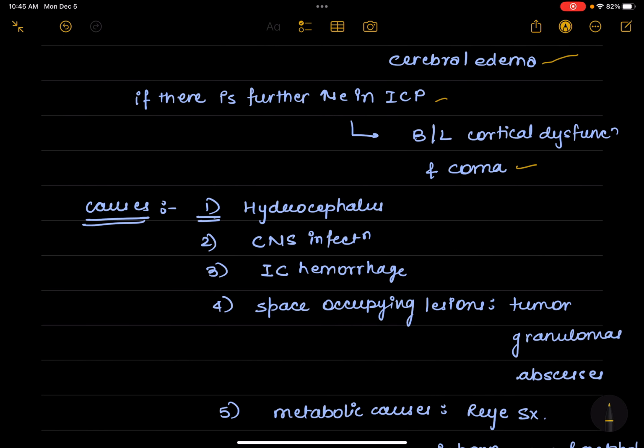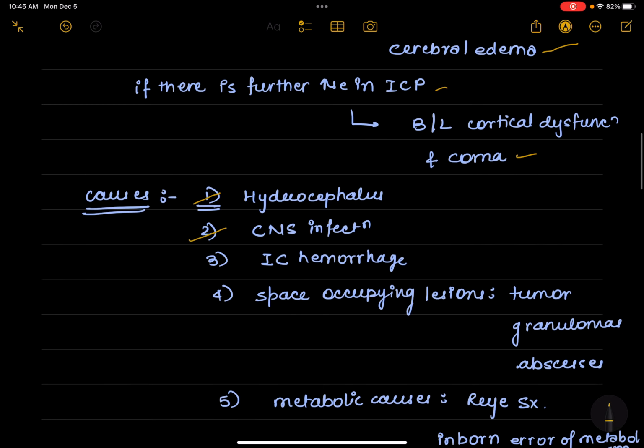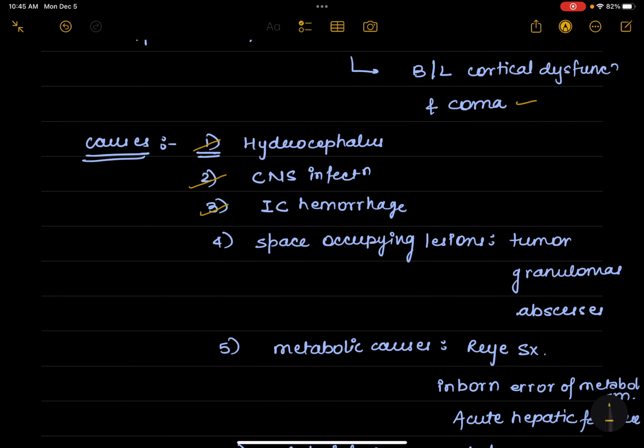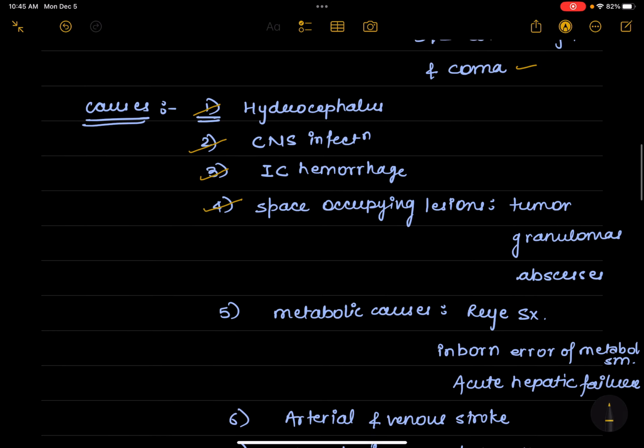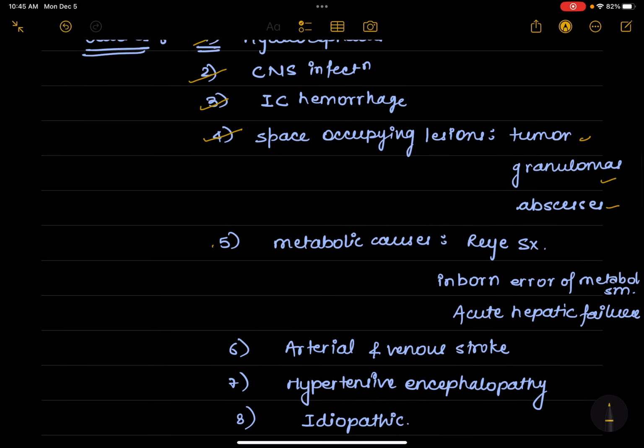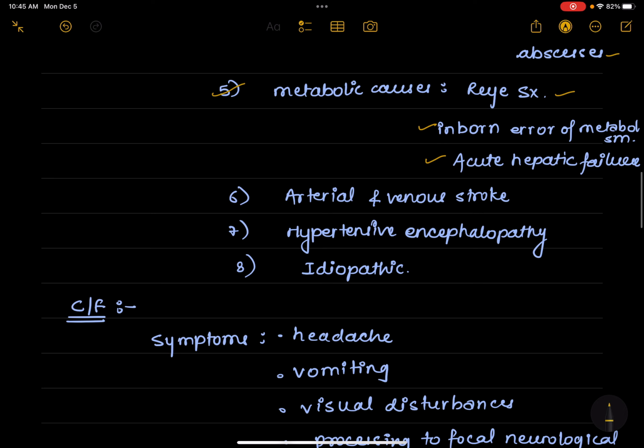What are the causes of raised intracranial pressure? First is hydrocephalus, next is CNS infection, next is intracranial hemorrhage, next is space occupying lesions such as tumor, granulomas, and abscesses. Next is metabolic causes like Reye's syndrome, inborn error of metabolism, and acute hepatic failure. Next is arterial and venous stroke, hypertensive encephalopathy, and last is idiopathic.